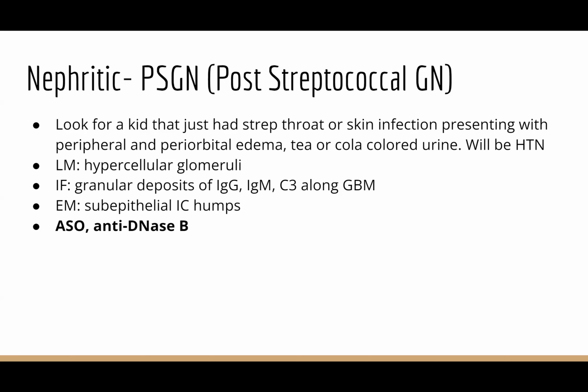Light microscopy, it's going to be hypercellular glomeruli. Immunofluorescence, granular deposits of IgG, IgM, and C3 along the glomerular basement membrane. Remember those three, where they are. And then subepithelial humps, that's a big thing. And then to diagnose, they might either say that there are the titers in the vignette, or they'll ask you, how can you diagnose it? Because at this time, you don't have the bacteria anymore.